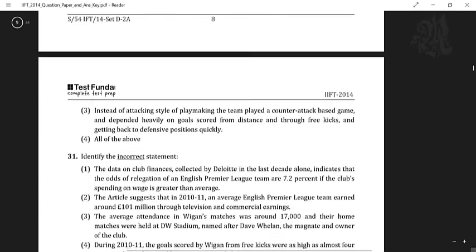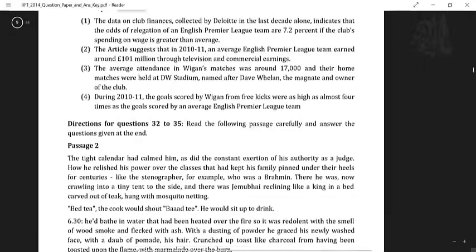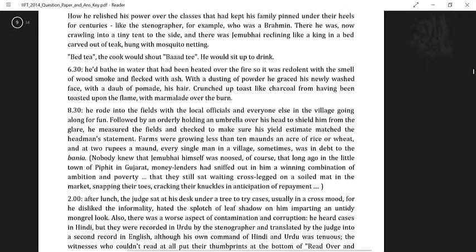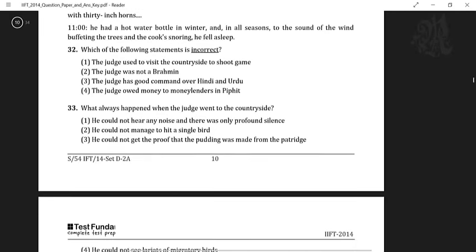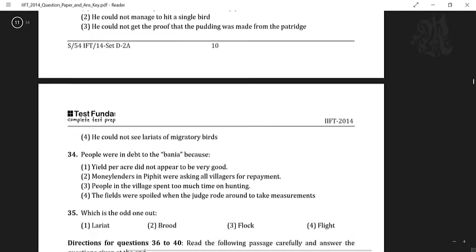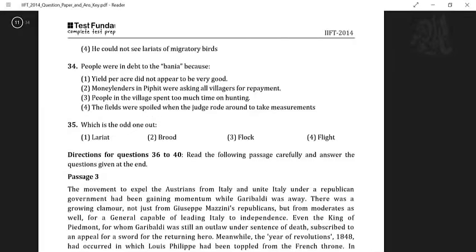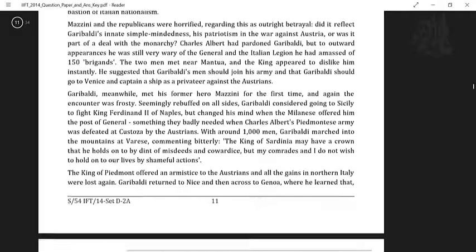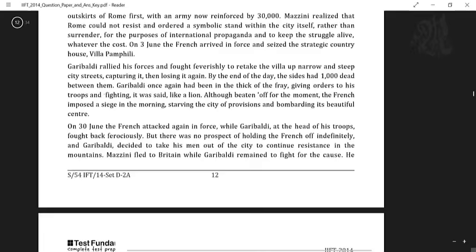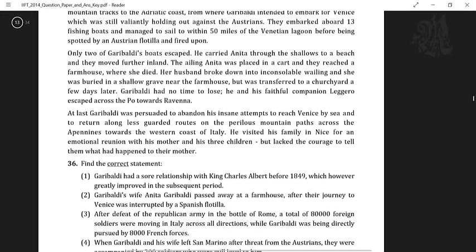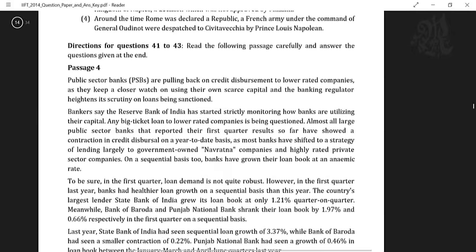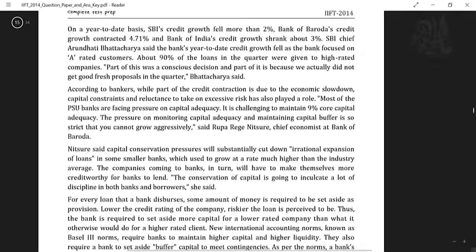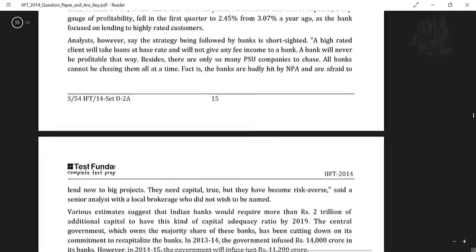Again a fact question, 30th, incorrect statement, again the same thing, completely fact-based RC. Again a fact-based RC, look at it, odd man out. Again we have a fact-based RC, which is a big one. So IIFT will have only fact-based RCs. Point 0.25.